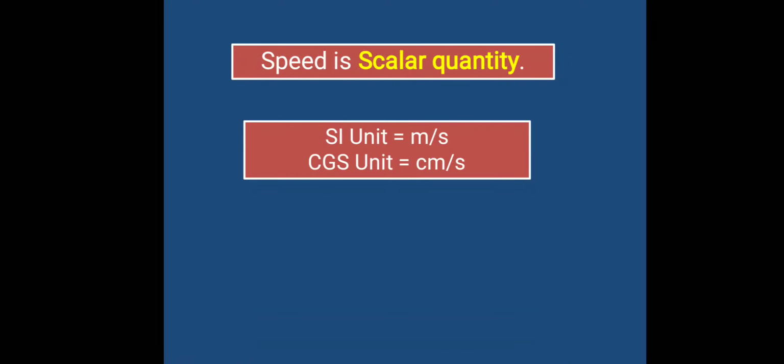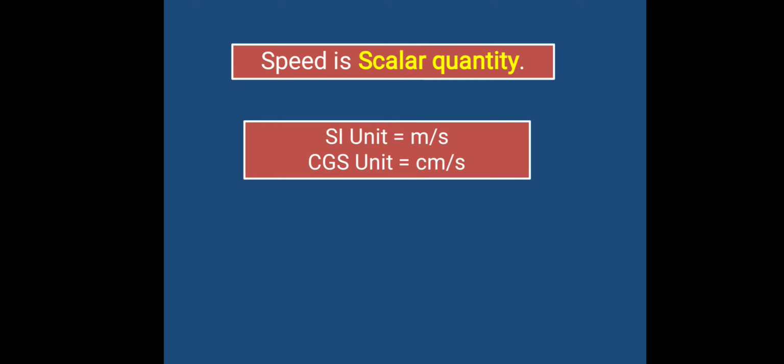The SI unit of speed is meter per second. Distance is measured in meters and time is measured in seconds, so meter per second. The first question that may arise in your mind is, what is the SI unit? SI stands for System International. It is a standard system of measurement based on internationally agreed definitions, so it is worldwide accepted.